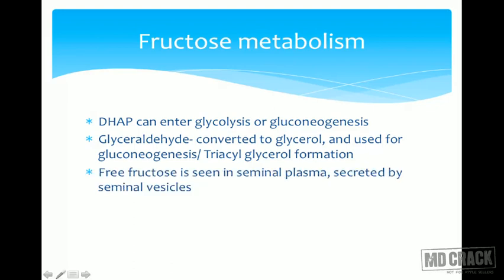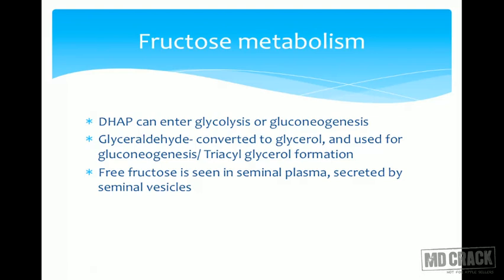Now, what is the function of fructose in the body? Free fructose is seen in seminal plasma. It is secreted by the seminal vesicles, and it acts as a source of energy for the sperm. So that is why it is important in the body. So can it be produced in the body without taking it in the diet?